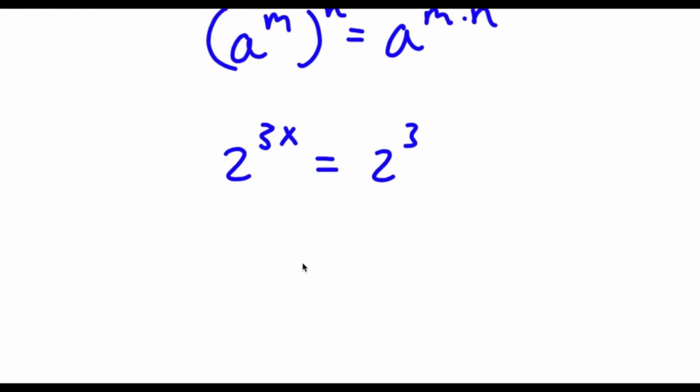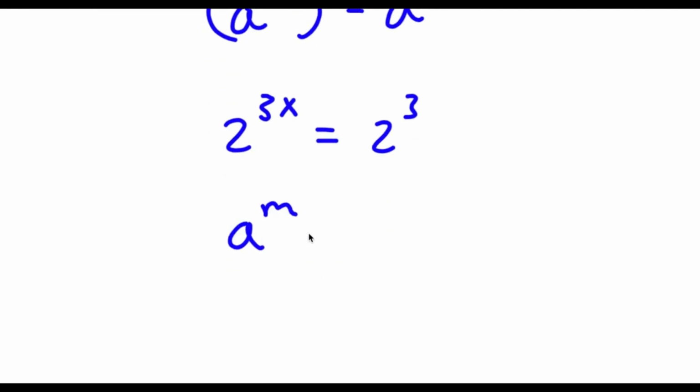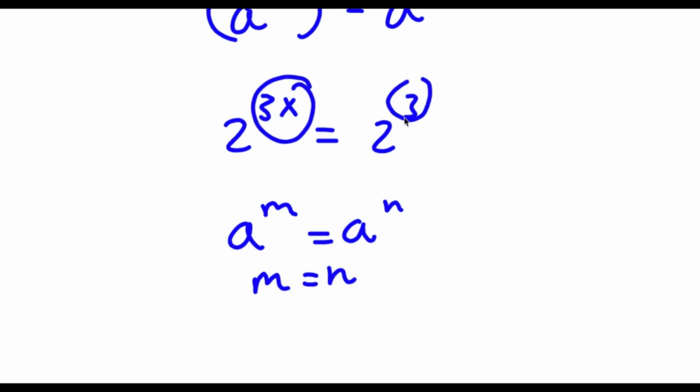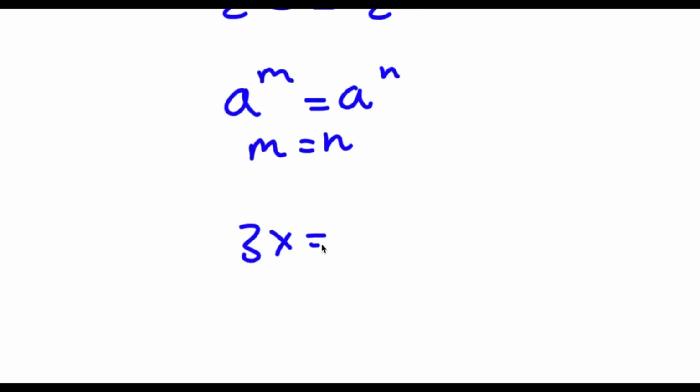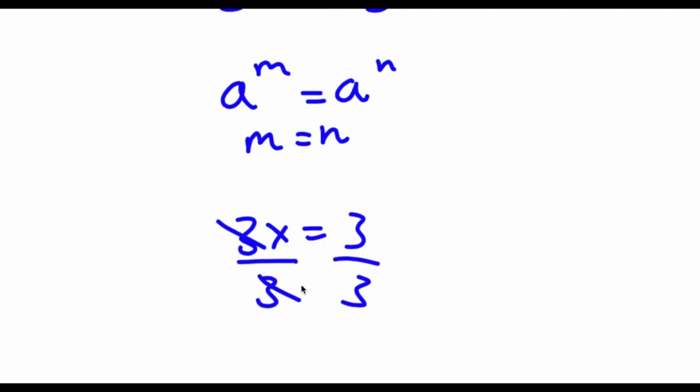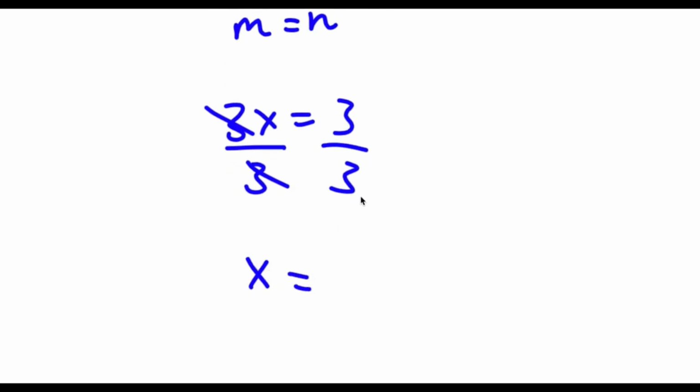which is equal to 2 to the power of 3. Now, if I have something in the form a to the power of m is equal to a to the power of n, this means that m is equal to n. So in this case, 3x is equal to 3. So I have 3x is equal to 3. So to solve this, I'm going to divide both sides by 3. These two cancel out. Now I'm left with x is equal to 3 divided by 3, which is 1. So this is my answer.